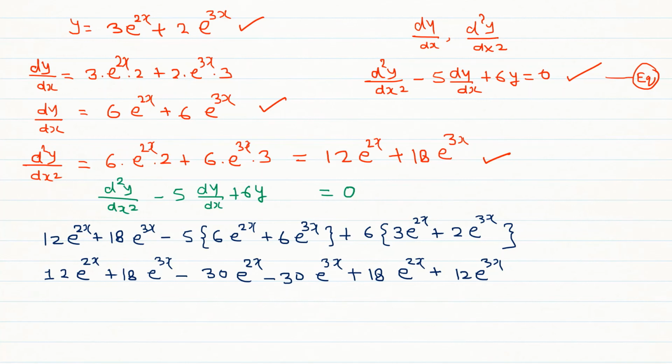So here now we can see this is 12e^(2x) and this is 18e^(2x). Together it is 30e^(2x), which cancels with minus 30e^(2x). Similarly, we have 18e^(3x) here and 12e^(3x) here, which together is positive 30e^(3x), and we have minus 30e^(3x) here, which will cancel each other. So ultimately we are getting the right hand side as 0.